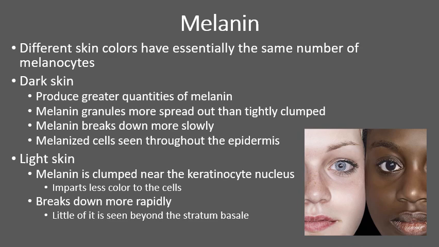Whereas in light skin, the melanin is more clumped together near the keratinocyte nucleus, and therefore it imparts less color to the cells around it. It also breaks down faster, and little of it is seen beyond the stratum basale.